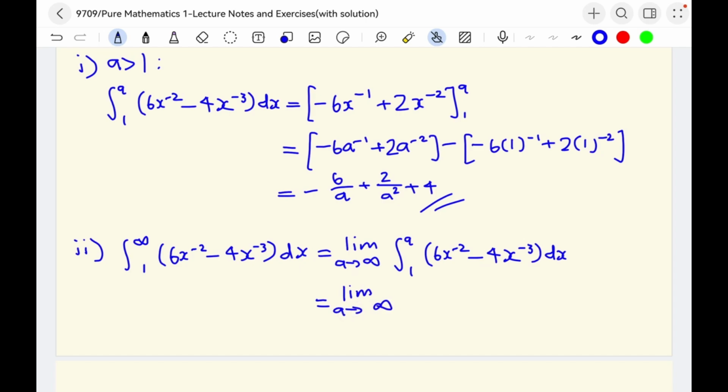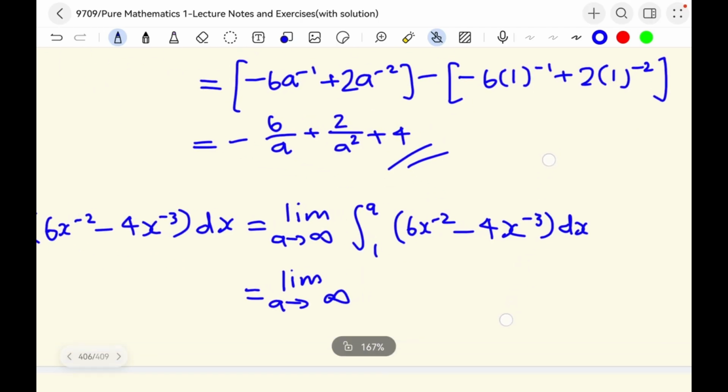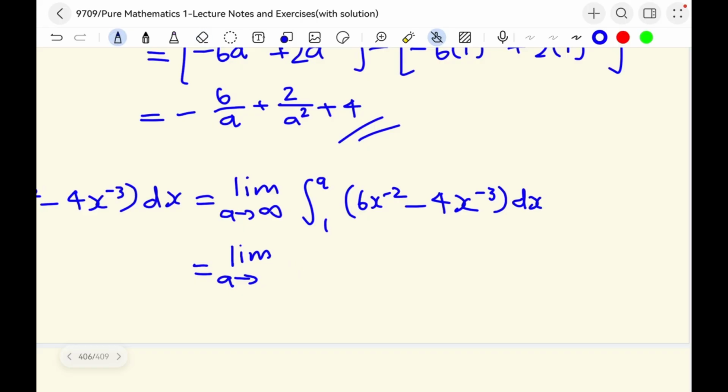Although this is question number 17 that we have discussed, I want to discuss one more question with you, still relating to improper integrals. So this is negative 6 over a plus 2 over a squared plus 4.